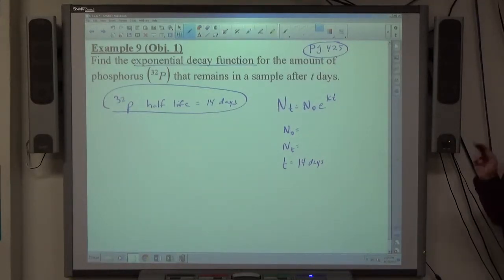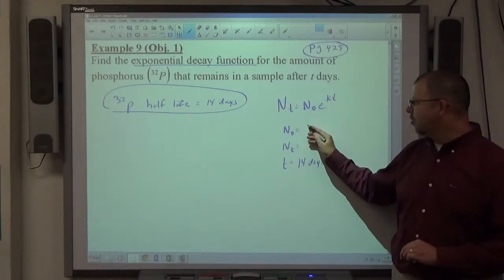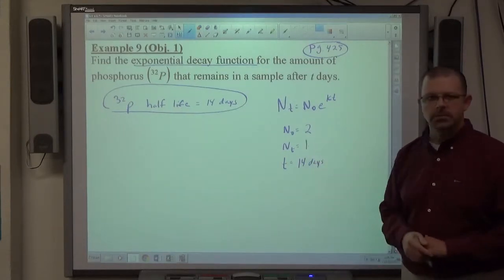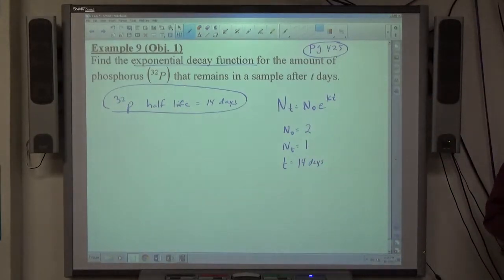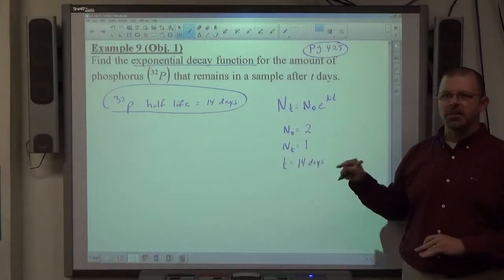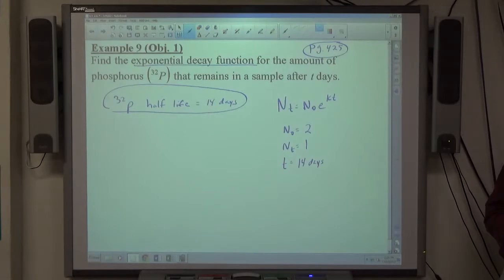And as long as your final amount is half as big as your initial amount, you're going to be good. So I'm going to say my initial amount's 2, so the half of that will be 1. I could have put 40, 20, 7,000, 3,500, but 2, 1 is so much easier. So let's just go with 2, 1.